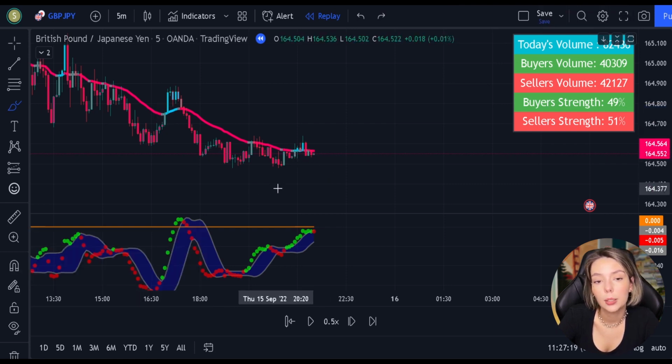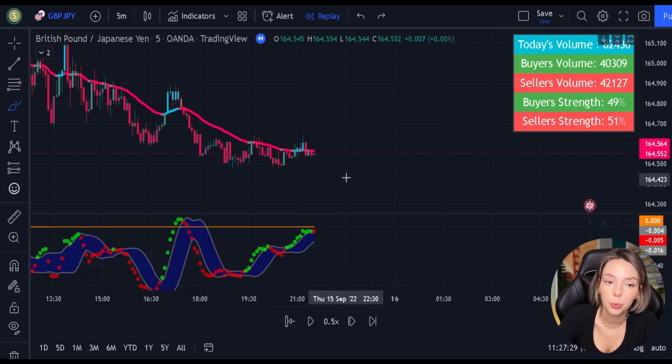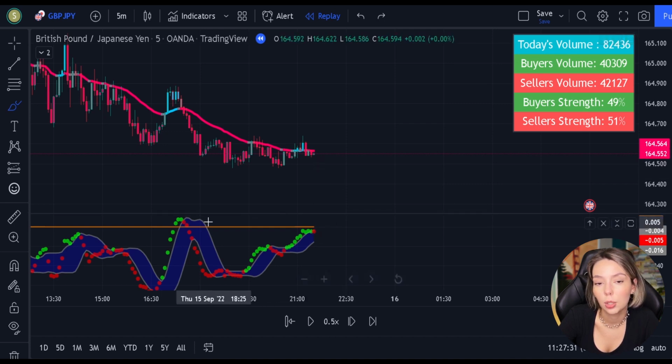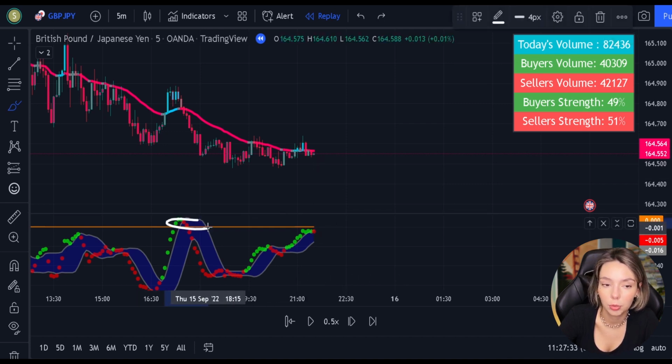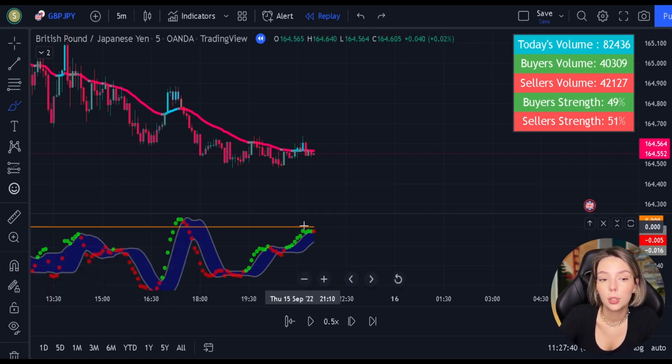Second, once we have had this pullback, we're going to be waiting for the MACD to issue a new continuation short signal. For that, a red circle must appear on the indicator, and most importantly, this circle shouldn't cross the zero level while being green. Like it happened right here, for example, because this automatically cancels a continuation signal.